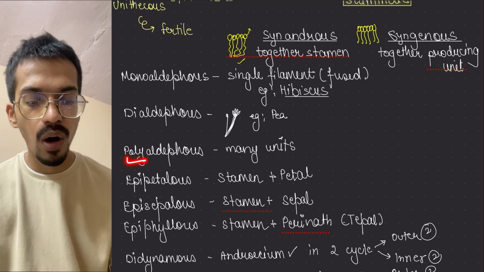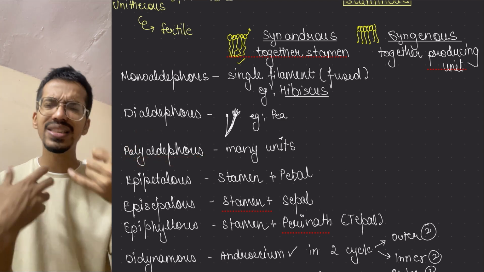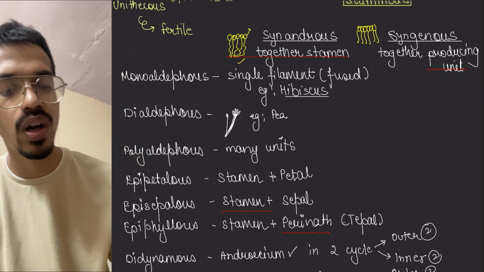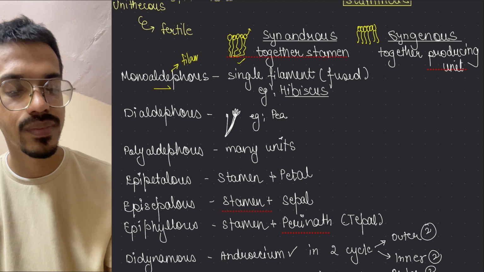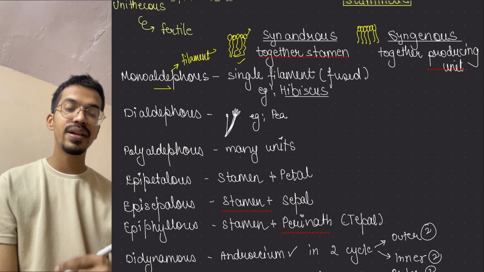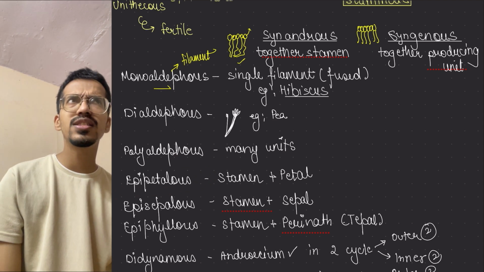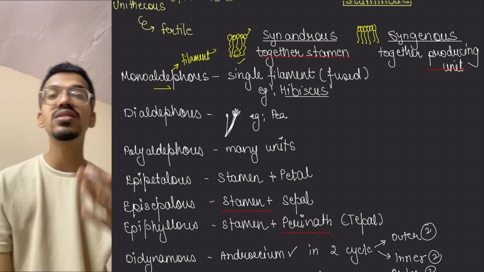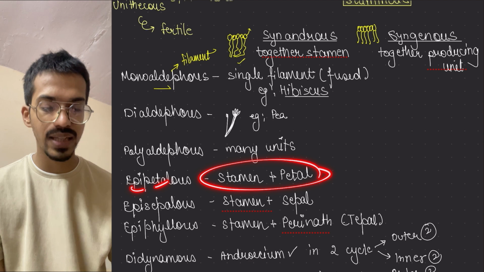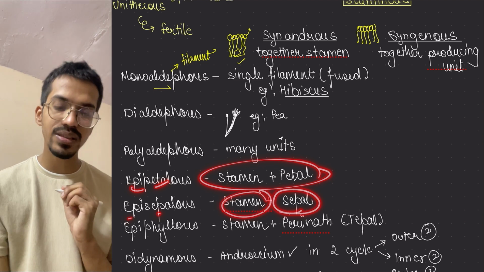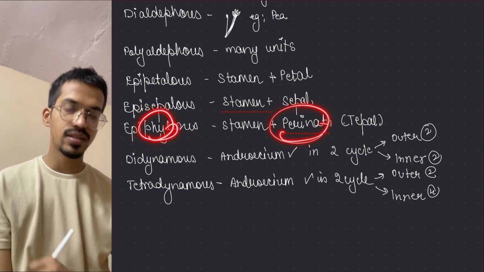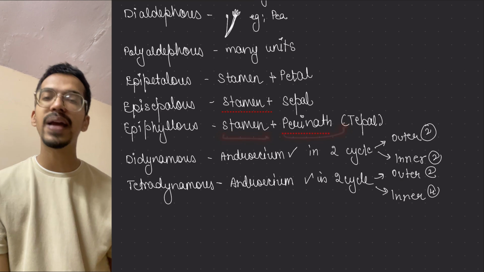Polyadelphous: poly means many units would be present, meaning multiple stamens are present individually. I hope these words are clear. This is with respect to the filament and how they appear. Then we have epipetalous. Epipetalous means the stamen is joined with the petals. Episepalous means the stamen is joined with the sepals. Then epiphyllous. Here phyllous is used for the perianth, so the stamen is joined with the perianth.